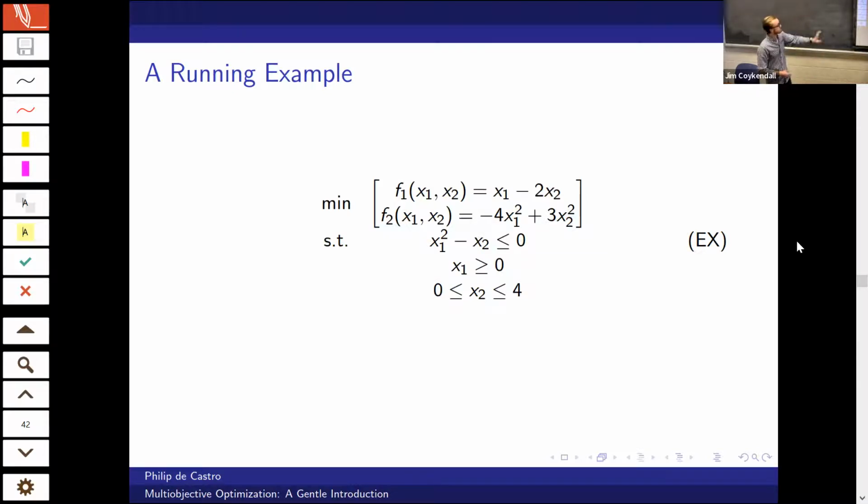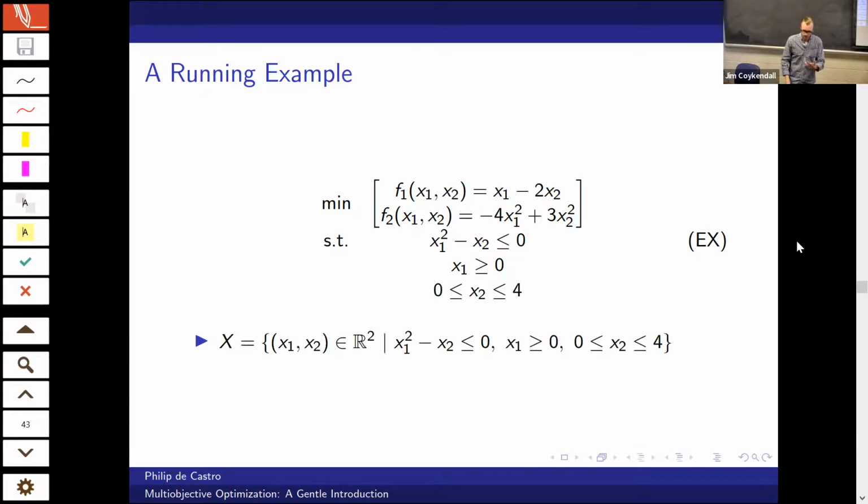So here's a mathematical example. It looked nice when I graphed it, that's why I picked it. That's the only reason we have it. It's a bi-objective problem. The first function is linear, the second one is quadratic, and then we have some constraints. In particular, it's basically just the upper part of a parabola. And I have some graphs to show you so we can get an idea of what this looks like.